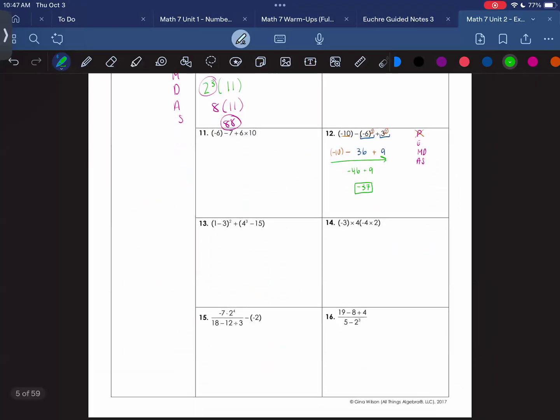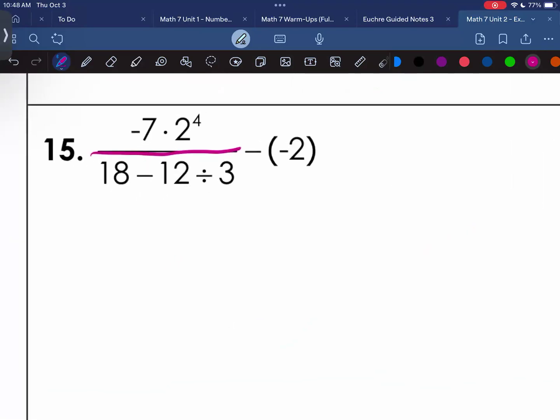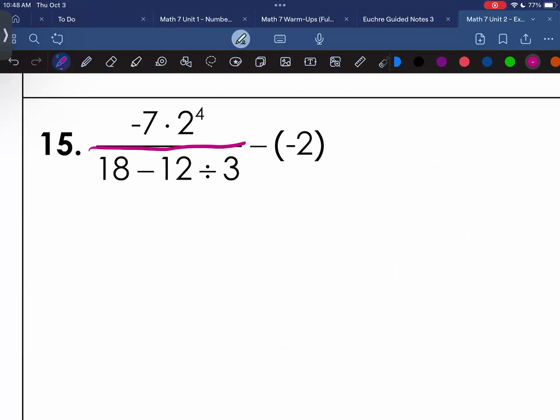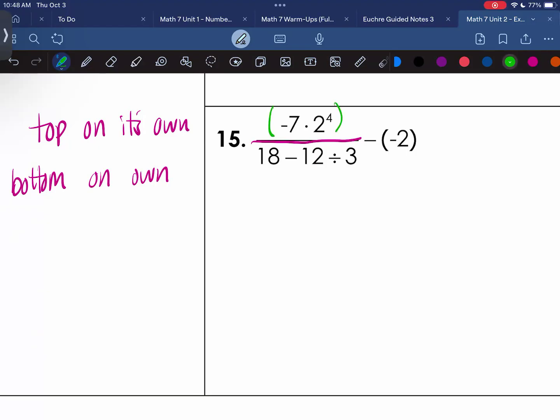All right, skipping down to number 15. This one's a little bit different because it's written as an entire big fraction right here, right? You need to do the top of the fraction separately and the bottom of the fraction separately. Then you can divide it in the end, right? So do the top on its own and do the bottom part on its own. Pretend they're completely different equations. If that helps, you can even put this in parentheses and this in parentheses, since you know to do parentheses first.